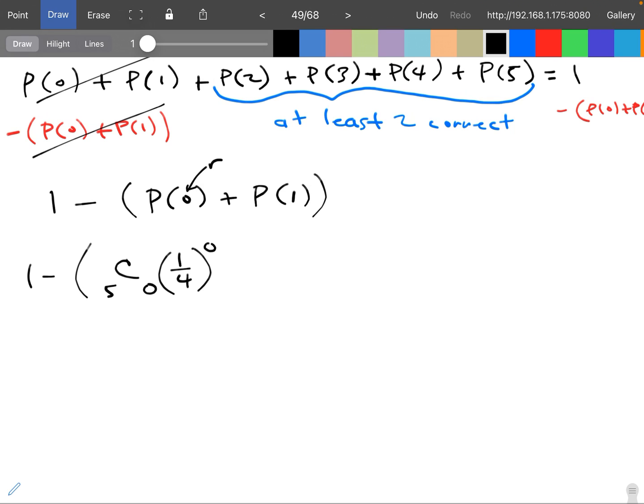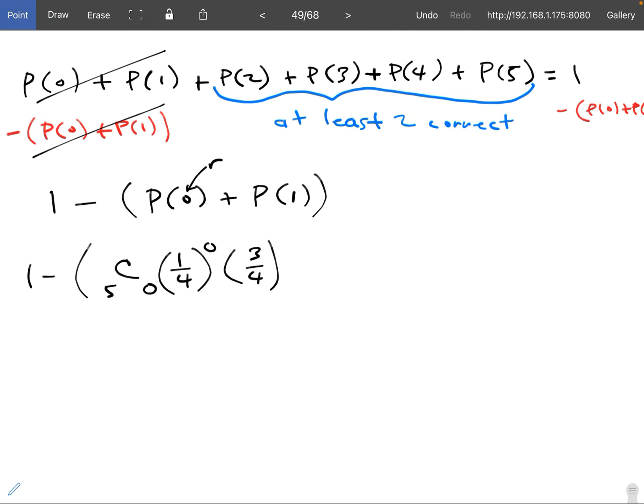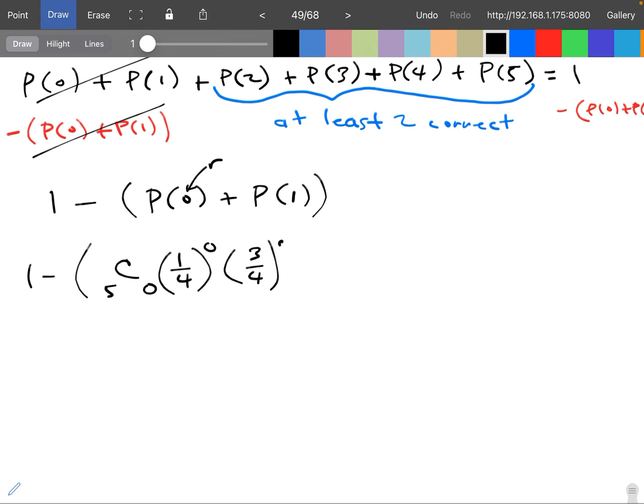And the power on that is the number of successes. And then the probability of failure, well, that was 3/4. And the exponent on that was n minus r, right? So that's actually going to be the number of failures. So if you got zero successes right here, if you do 5 minus 0, that means you've got 5 failures, right?